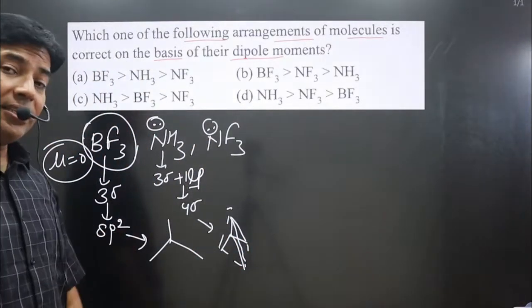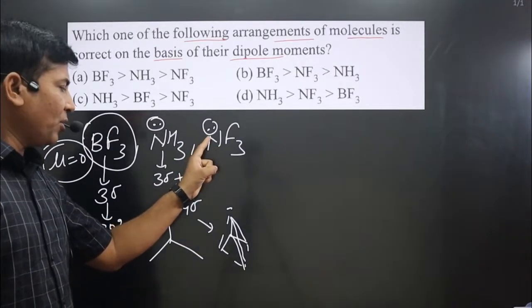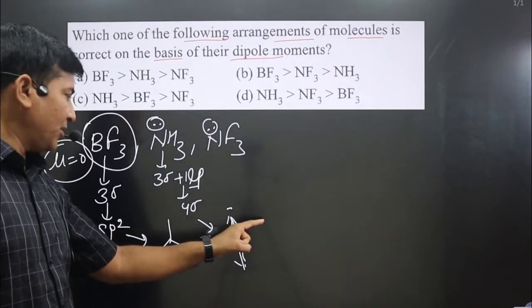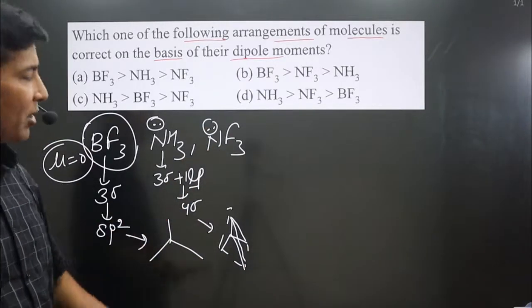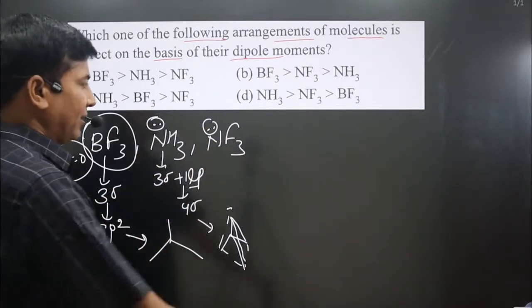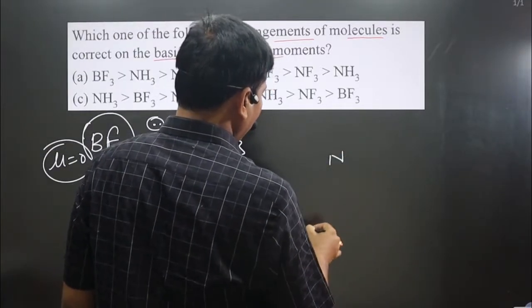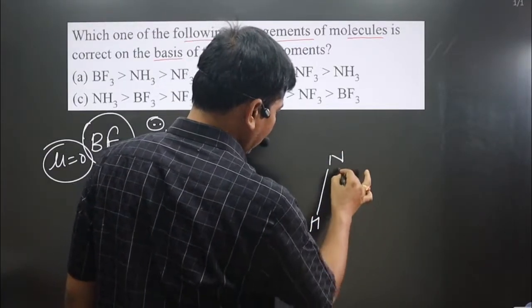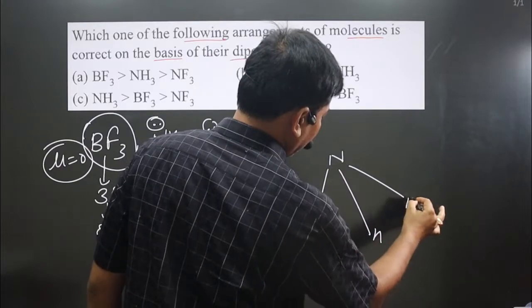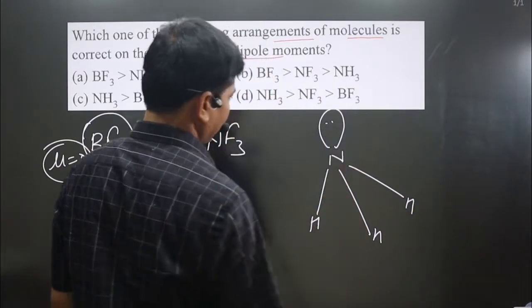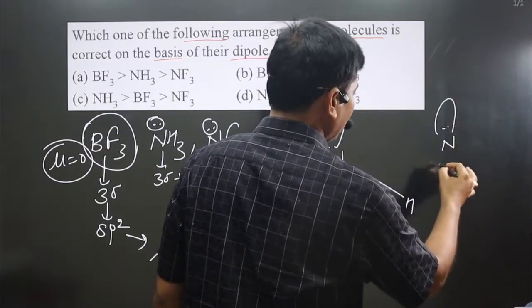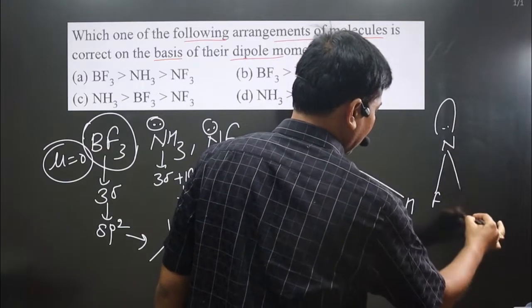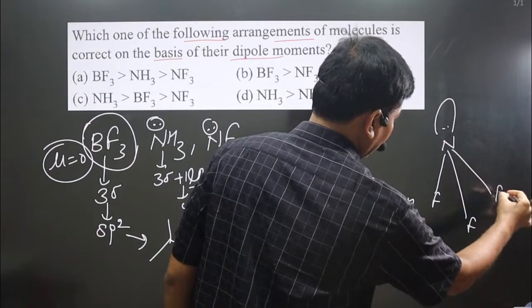Same is the case in this one: 3 sigma bonds, 1 lone pair. Total 4 sigma bonds, sp3 hybridization. Then it will be tetrahedral. If you place the lone pair, it is also pyramidal. Both are pyramidal. We have nitrogen, and we can draw the structure. This is hydrogen, this is hydrogen, and this is hydrogen, and this is the lone pair. In the case of NF3, the nitrogen lone pair will always be at the top, and this is F, this is F, and this is F.